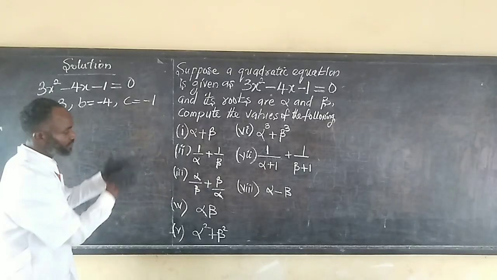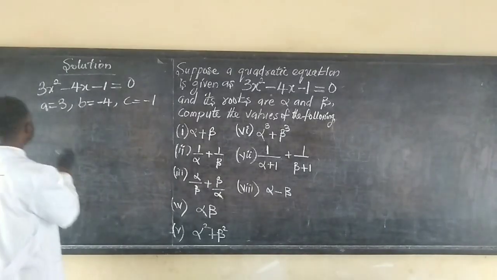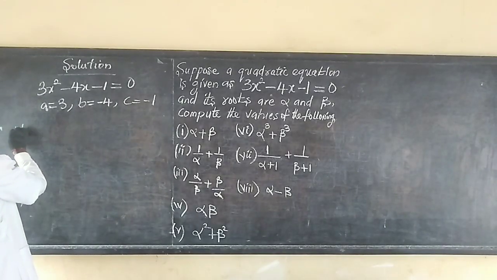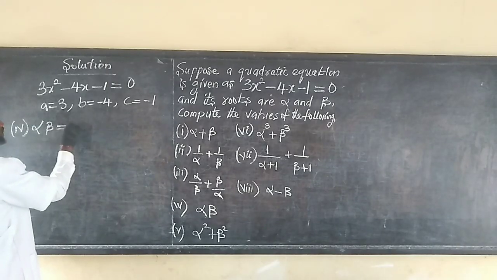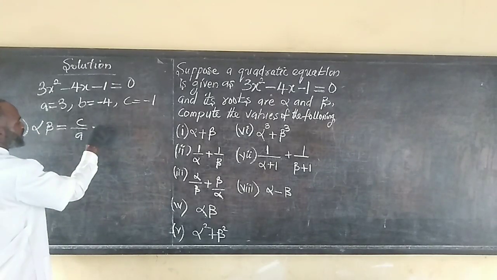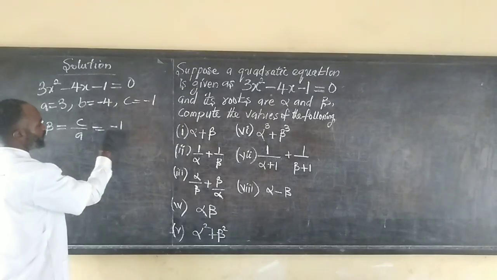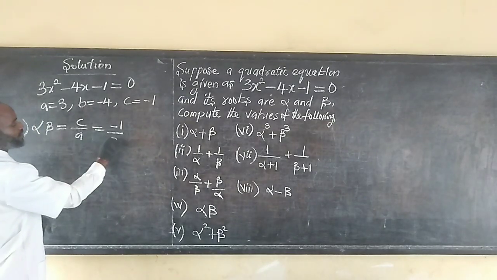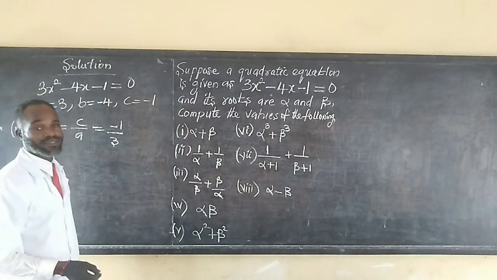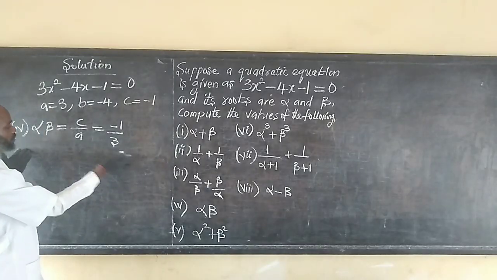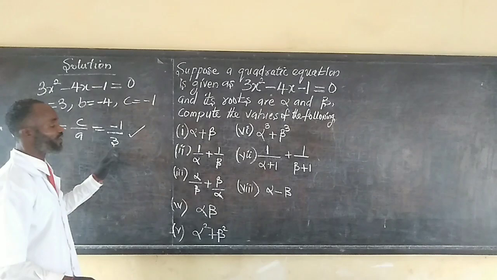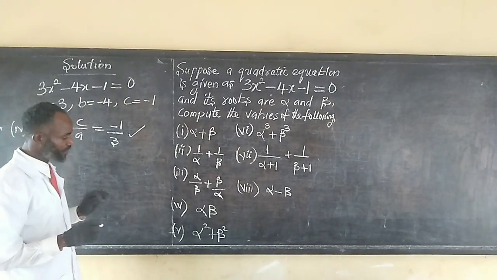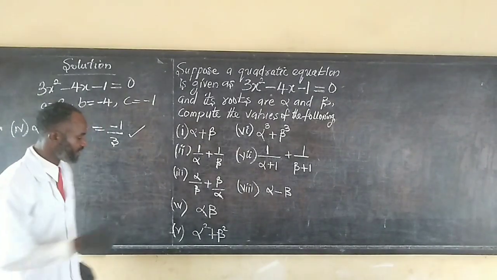Now, let's quickly solve this. Question IV, as we have it, is alpha beta, which is c all over a. And c here is minus 1, a is 3. Okay? That's the answer. So this question is solved. Minus 1 over 3. That's the answer. Very simple. Quickly, let's do that.